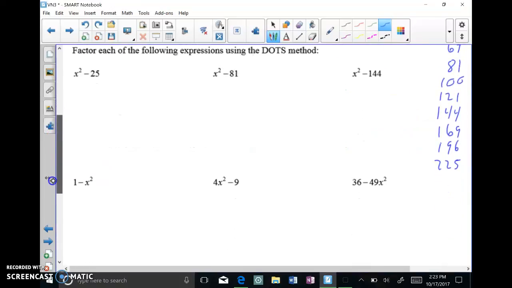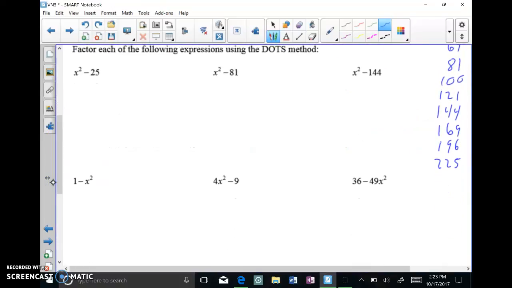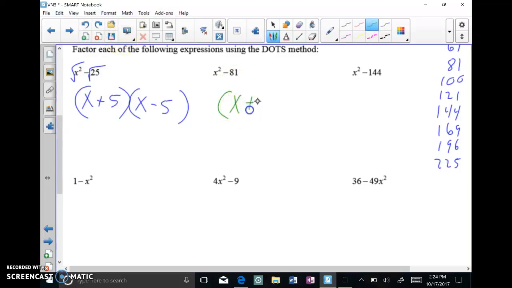All right, let's try a couple fresh examples here. So x squared minus 25. Well, we're just thinking, what is the square root of these expressions? And we're going to do one with a plus sign and one with a minus sign. The square root of x squared is x, and the square root of 25 is 5. So it's x plus 5, x minus 5. That's it. X squared minus 81, that's going to be x plus 9, x minus 9.